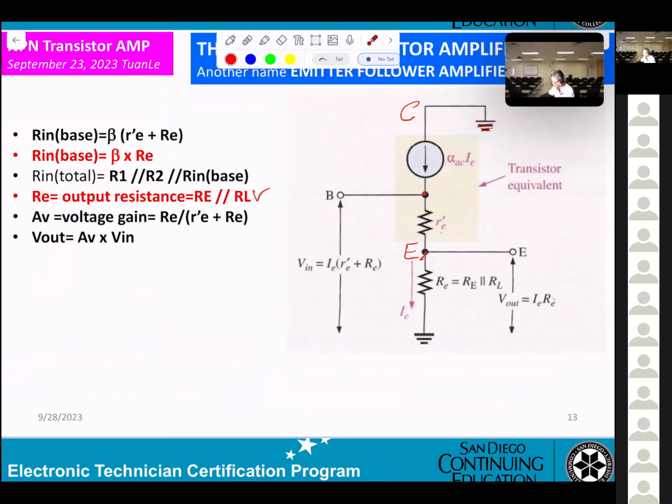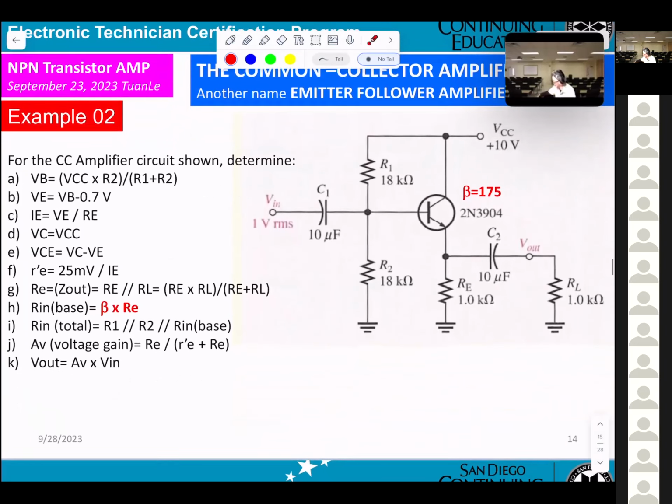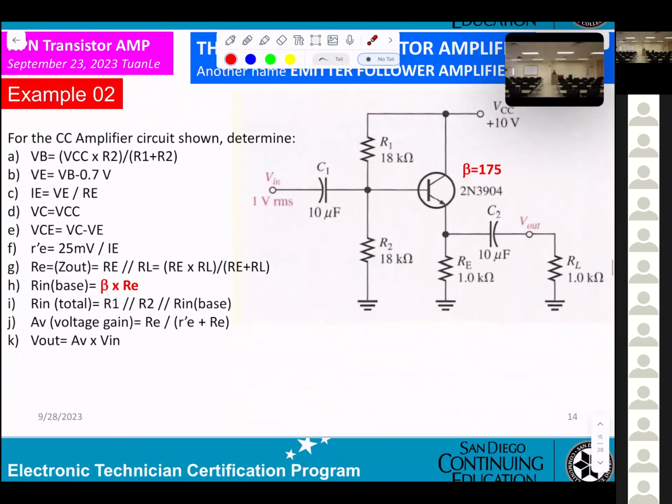And also they give you the gain, AV, the gain, equals RE divided by R prime E plus RE. And the other one, V out equals AV times V in. Do we get it? Okay, that one. Last calculation. First thing, take one VB.